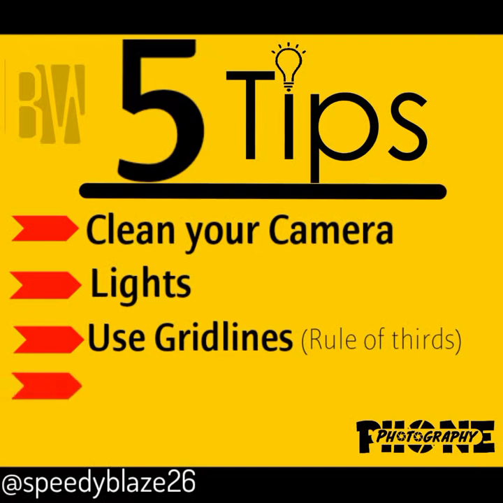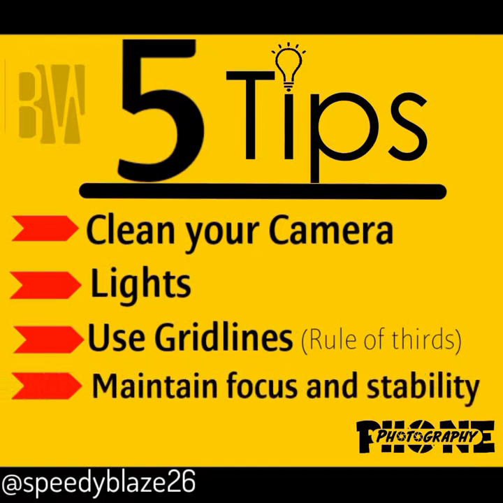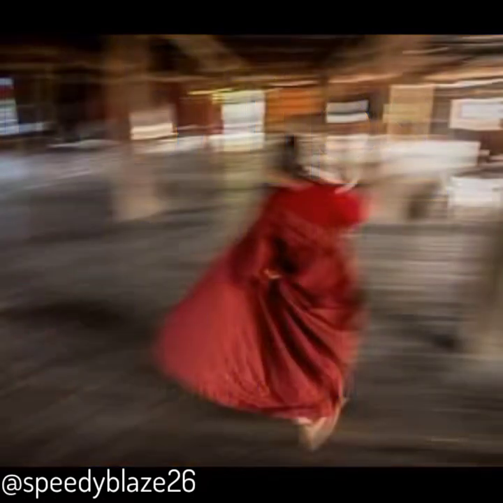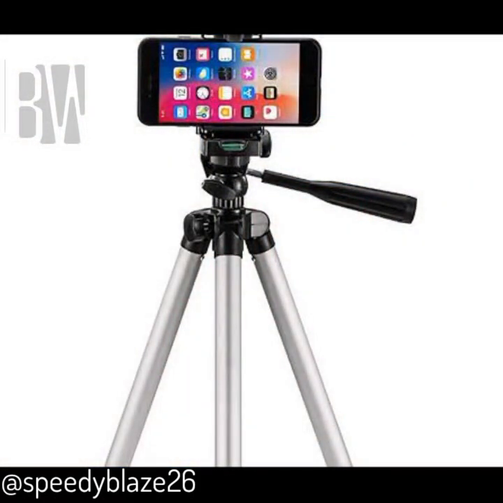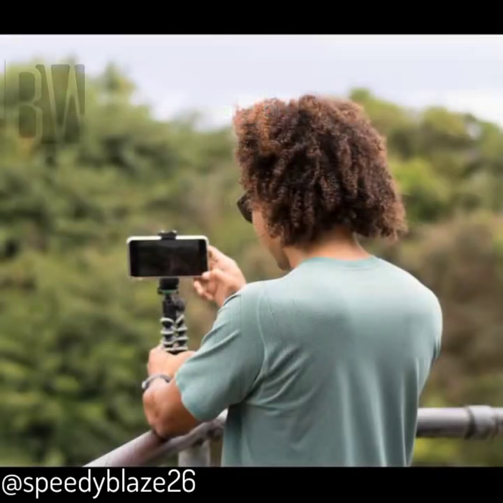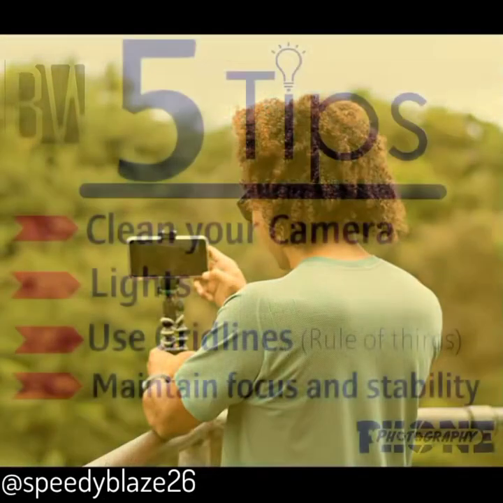Tip number four, learn to set your focus and maintain stability. A lot of the times, the reason your pictures are blurry is because your hand is not stable while taking the photographs. Try not to be so shaky with your hands. If your hands are shaky, you have a blurry photo. So try to get a phone tripod stand, or try to maintain as much stability as you can with your hands so that you do not get a blurry photo.